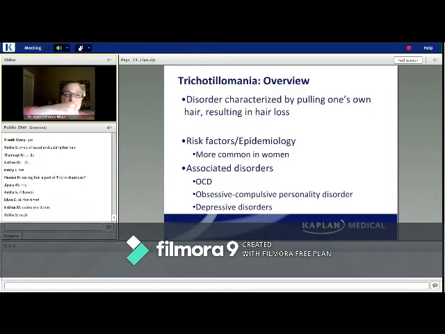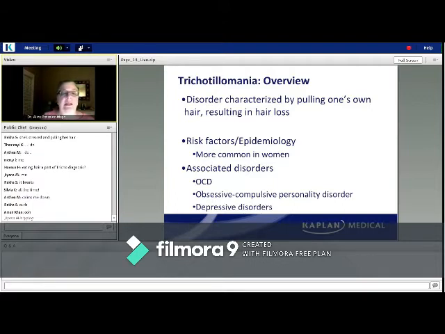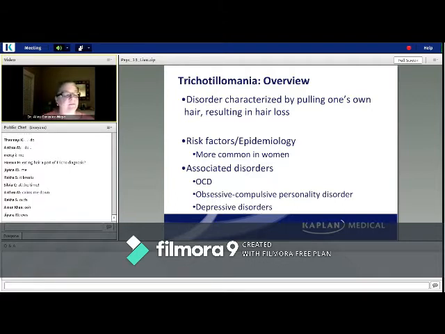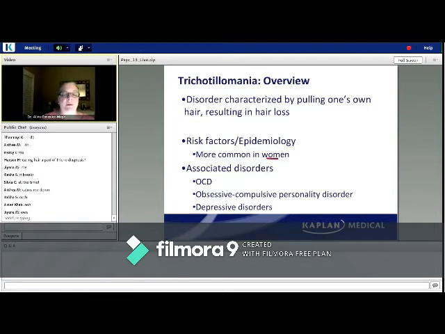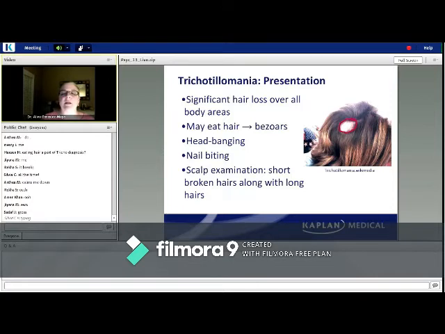Some of them put it in their mouth to chew it, or accidentally swallow it, or intentionally swallow it. It's kind of gross, but they do it. Some people chew the hair. All right, so this is more common in women. So here you see how you have a nice, that could be trichotillomania.